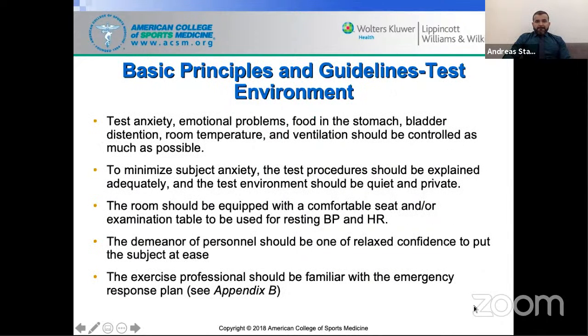Of course, anxiety is a thing. Give them time, white coat syndrome and stuff like that. You need to be cheerful and not stress them out, so whatever scores you get are very close to the actual scores. That's the point. And the emergency plan is in Appendix B. You should know what to do just in case. Okay.